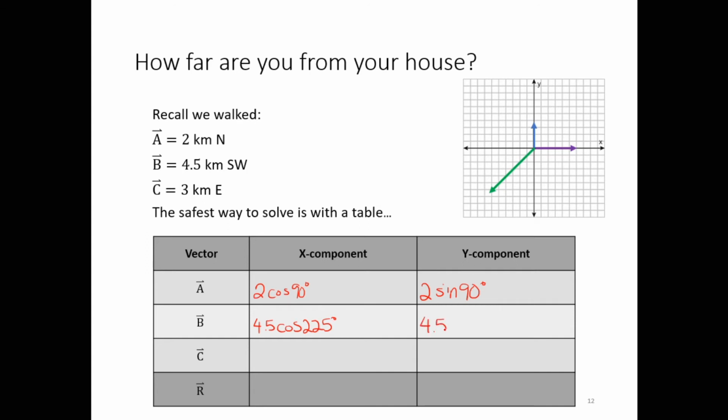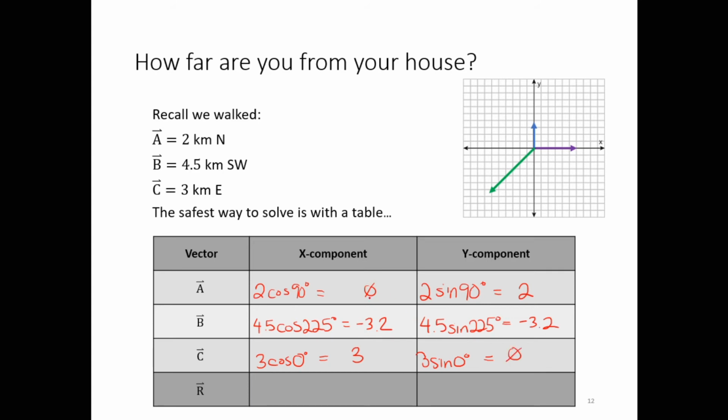And I always use the standard position because it makes me have to do no work with signs. It'll make all the signs perfect. Okay, and likewise for C, we have 3 cos, and we're going east. East is 0 degrees. And we have 3 times sine of 0 degrees. Okay, so when I do the math, I get 0. When I do the math, I get negative 3.2. Fine. When I do the math, I get 3. When I do the math on my calculator, I get 2. When I do the math, I get negative 3.2 again. And finally, when I get the math done, I have 0.